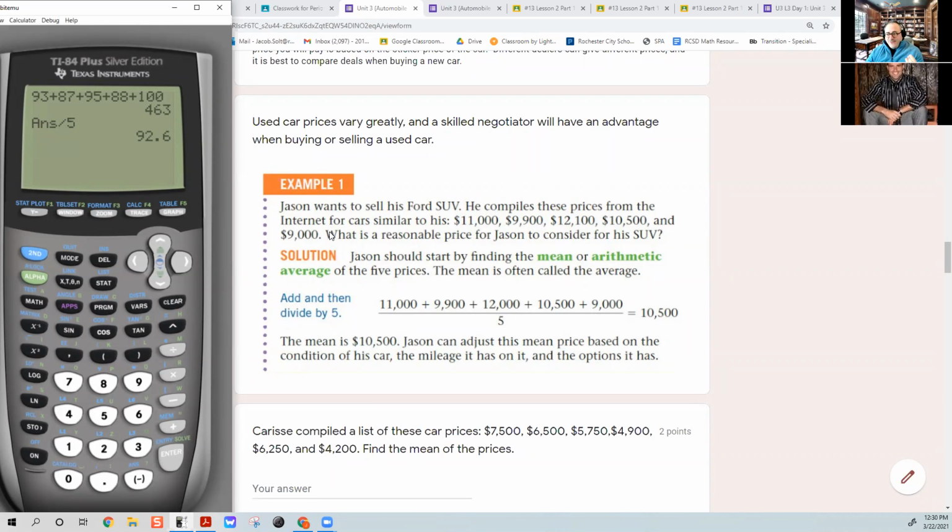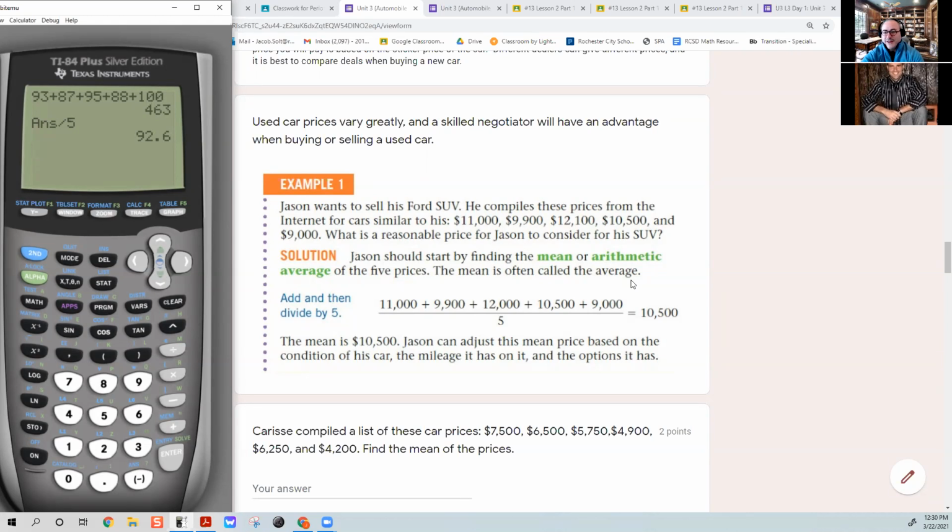Well, he's got some data here, and he needs to do something with this data in order to figure out what would be something in the middle between these values. Jason should probably start with finding the mean, or arithmetic average, of the 5 prices. The mean is often called the average, and the average is the mean. So when you think mean, think average. When you see average, think mean.